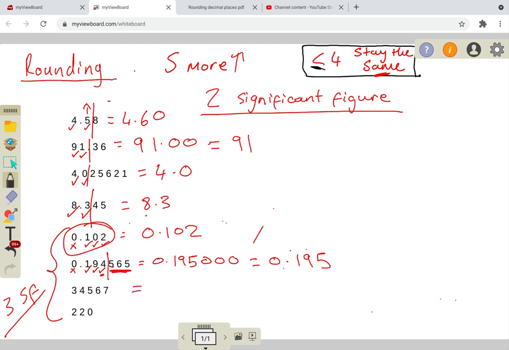Okay. This integer, 34,567. 3 significant, 4 significant, 5 significant. Draw my line. Number next to the line is 6. So this 5 turns to 6. And then the rest of the numbers turn to 0. Okay. So you get 34,600. Okay. You have to write the zeros in this one, because if you don't write the zeros, you get 346, which is incorrect. Okay. This one, to 3 significant figures, 1, 2, 3.